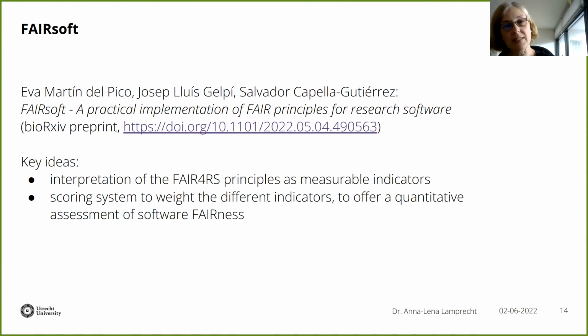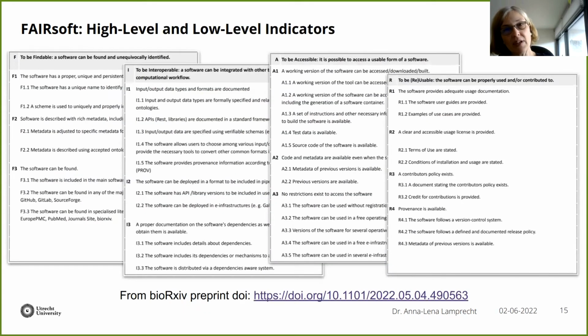And what they do then is they apply a scoring system, or define a scoring system, to weigh the different indicators to finally offer a kind of quantitative assessment of software fairness when applied to some tool. I mean, a bit more concretely, if you look at this, and this is taken from their paper just to show you.